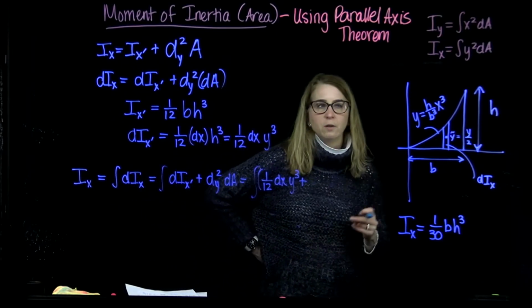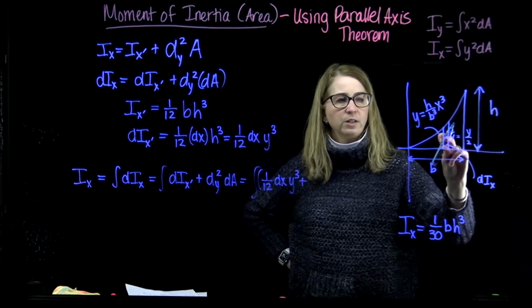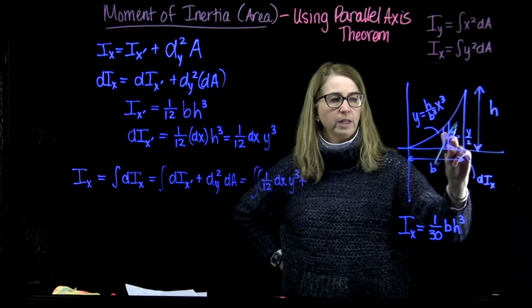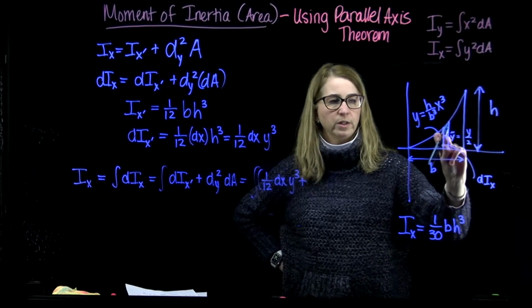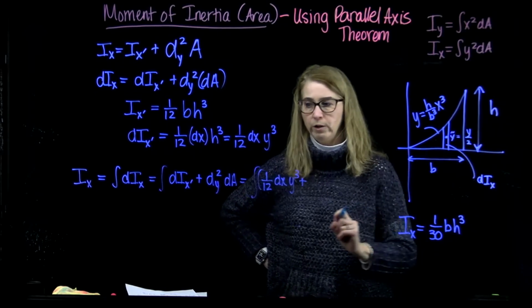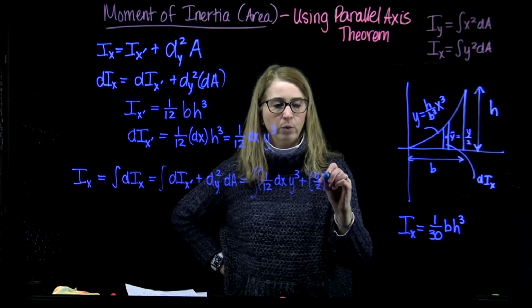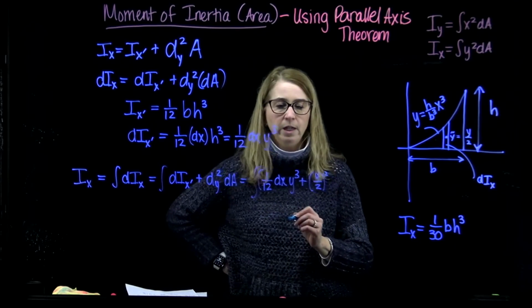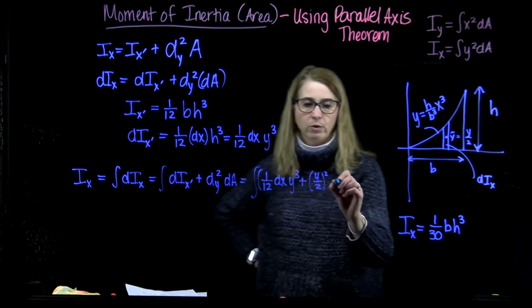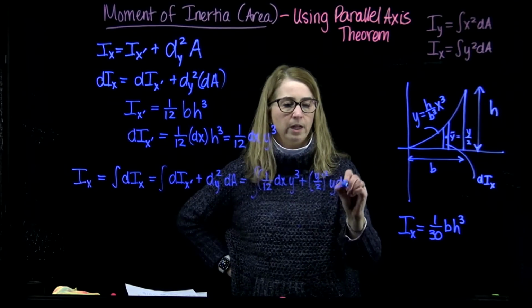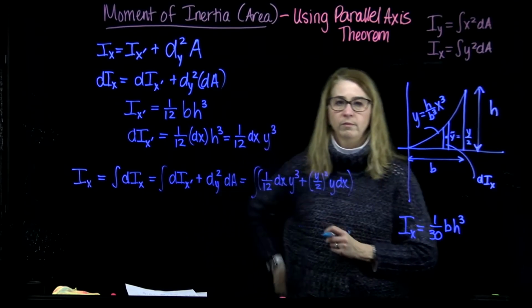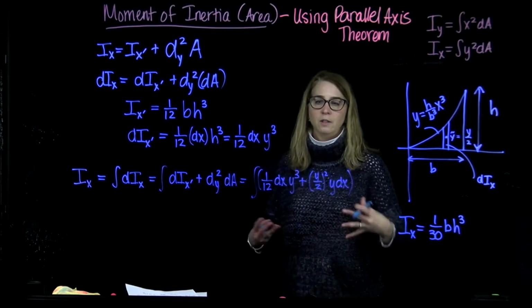Now, what's the dy squared? Remember, the dy squared was the distance that we've moved the axis, which corresponds to the distance to the centroid, which is y over 2. So that's going to be y over 2 squared. And then the dA is going to be equal to y dx. Now, there's a lot there.